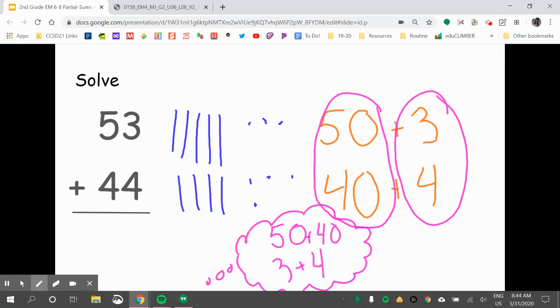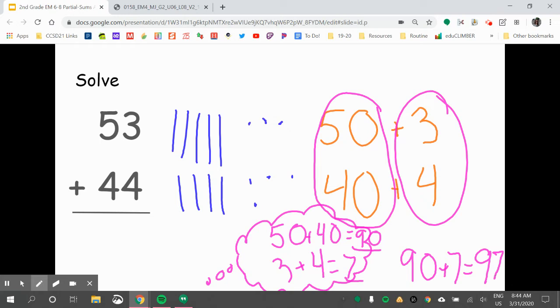Well, I know that 50 plus 40 is 90, and I know that 3 plus 4 is 7. So now I'm going to take these two numbers here, 90 plus 7, and add those together. And that's an easy number for me to add because I just add tens and ones, and I get to the answer of 97.